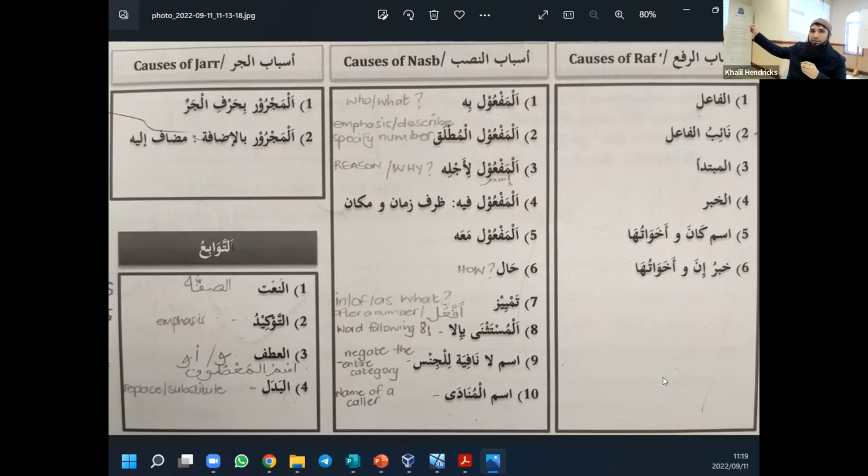These tawabi', they take the hal of that word that they are related to, either by describing that word, or by emphasizing that word, or by being addended to that word, right? Or via being a badal, being that same word said in another way, referred to in another way. And I'll give you an example there.